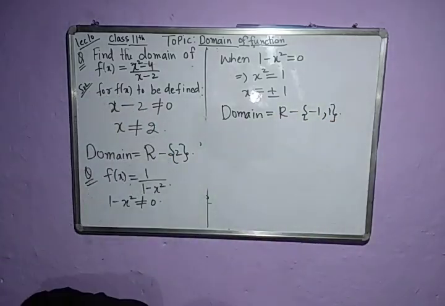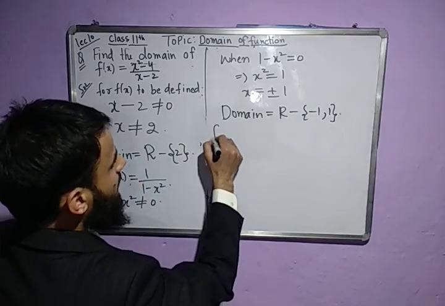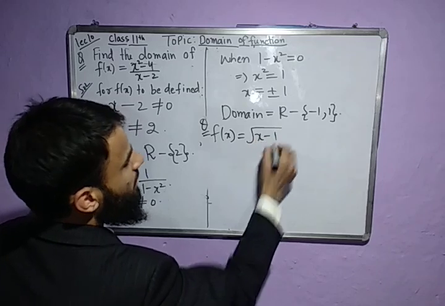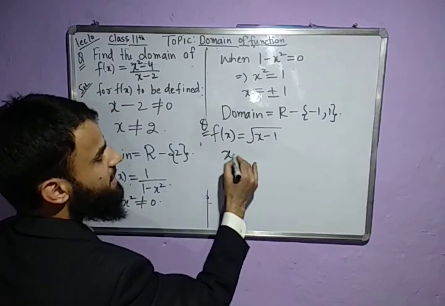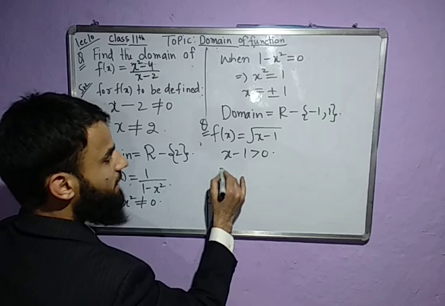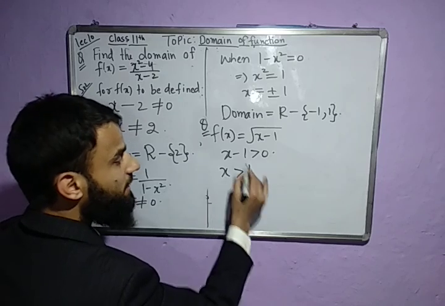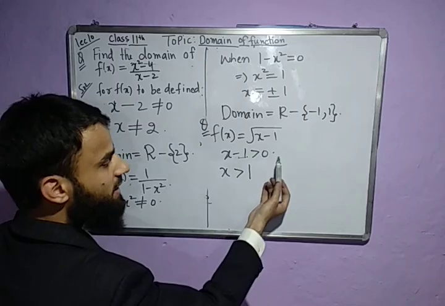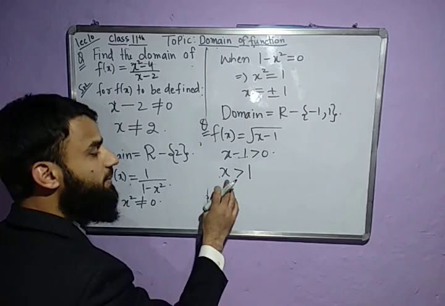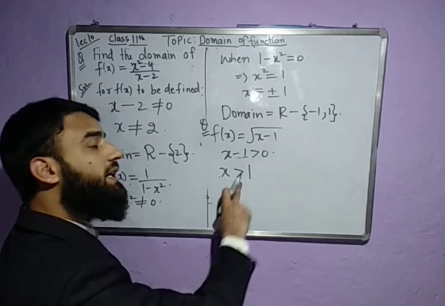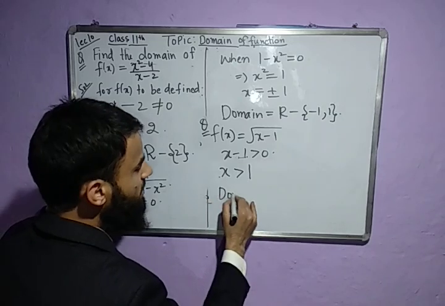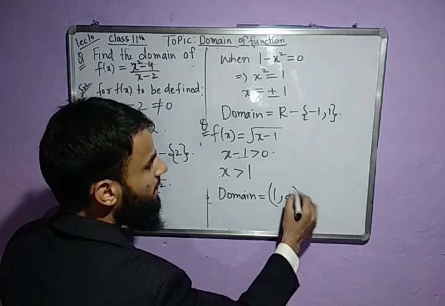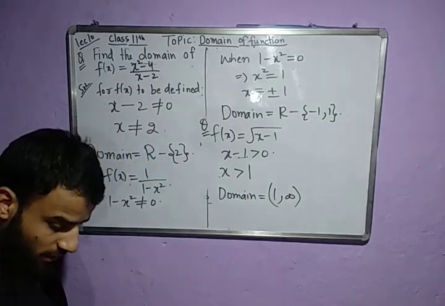Okay. Next, let's suppose I have another question. f of x is equal to under root of x minus 1. For this function to be defined, x minus 1 should be greater than or equal to 0. If I transpose this minus 1 to the right hand side, I will get x is greater than or equal to 1. It means x can be equal to 1. This is the domain. So domain is nothing but 1 to infinity, including 1.